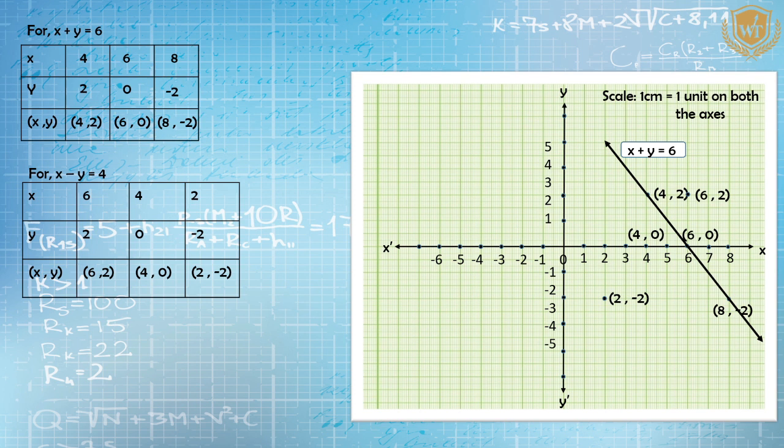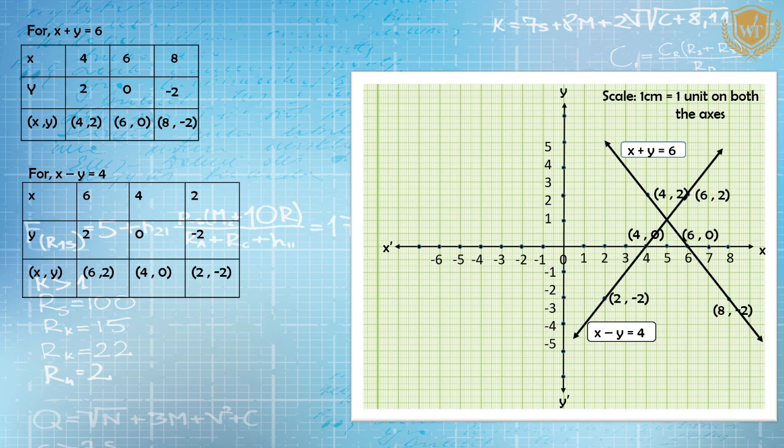Tino points ho gaye. Let us join them and line bana lete. Again, students, we are getting a straight line. Remember, you will always get a straight line. And if you are not getting a straight line, matlab calculation mein kuch to problem hai. To cross check kar lena. This is the second line, x minus y equals 4.